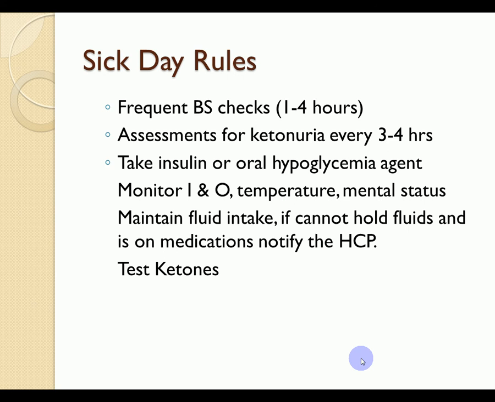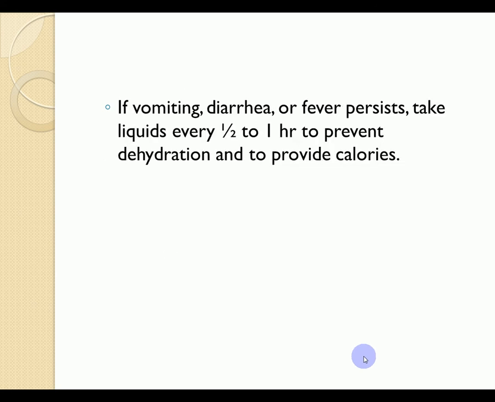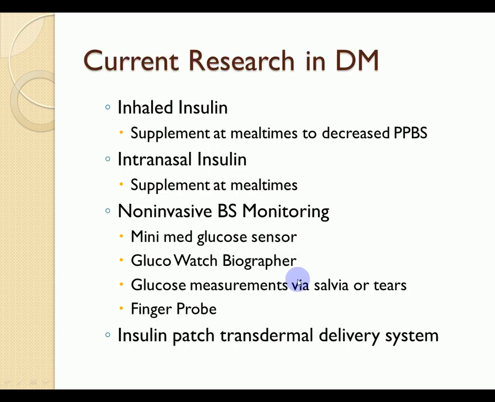It is recommended that the urine be tested for ketones every 3 hours during an illness or whenever the blood sugar level is over 240. If vomiting, diarrhea, or fever persists, you want to take liquids every 1 to 1.5 hours to prevent dehydration. Remember, 5 to 15 grams of carbohydrate per meal to provide some type of calories.